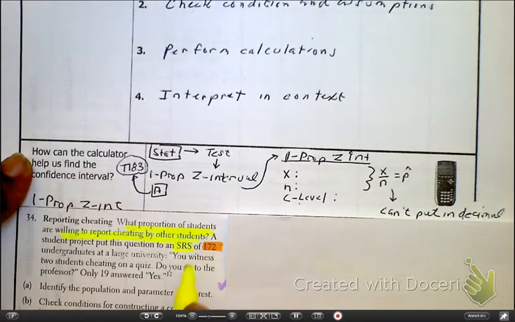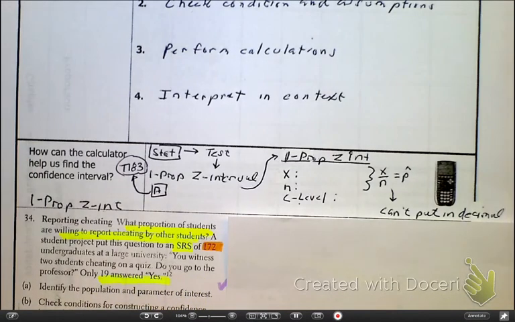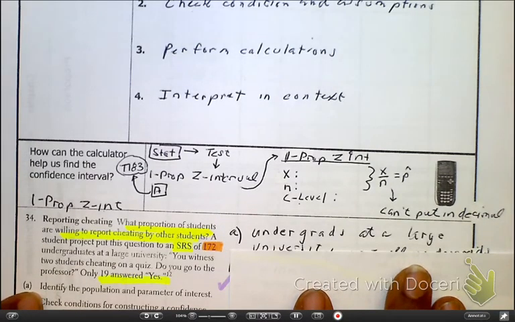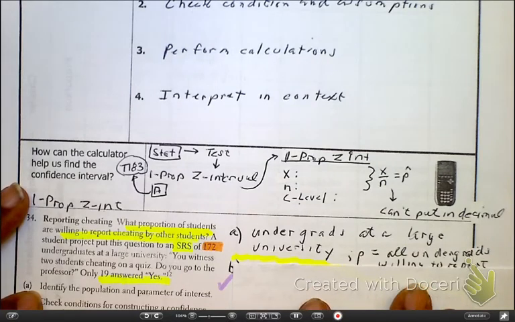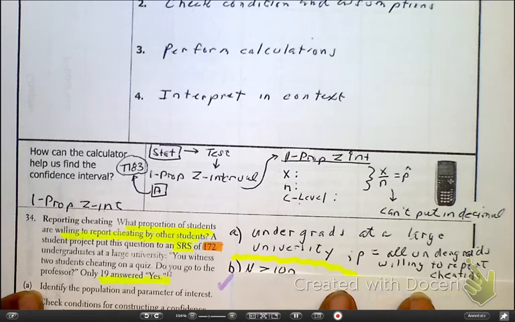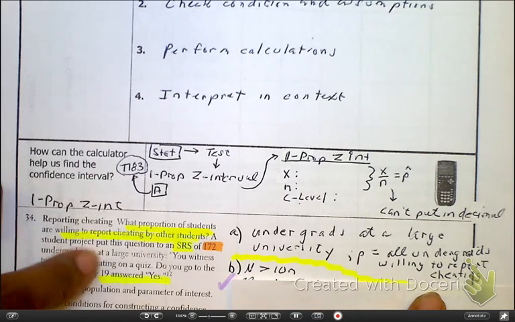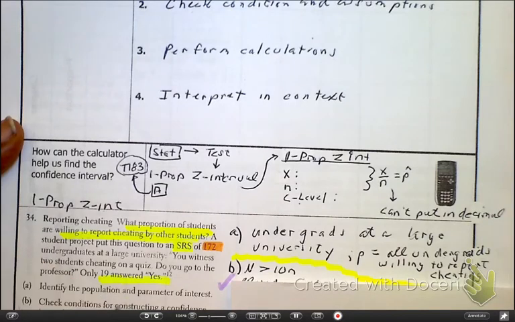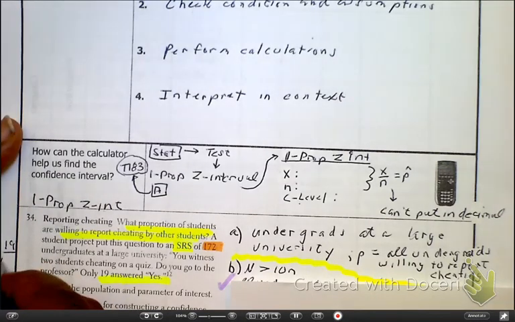And here, you witnessed 2 students cheating on a quiz. Do you go to the professor? 19 said yes. So we're going to end up with our p hat. Now here, part A says identify the population and the parameter of interest. Well, the population are undergrads at a large university, and your parameter of interest, which is the big picture, is all undergraduate students willing to report cheating. Because remember, we're about to get p hat. Matter of fact, let me write that down right now. p hat is going to equal the 19 over the 172.